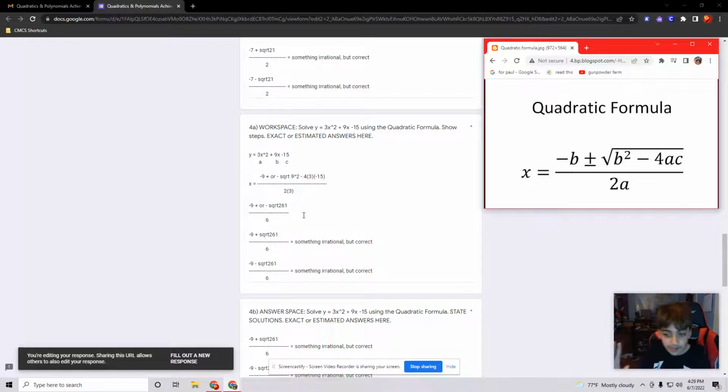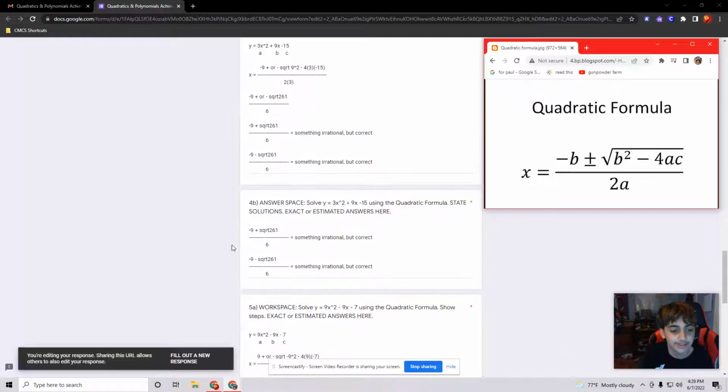You notice that 261 divided by 6 is not going to get something rational at all. But don't fret, okay? That's the answer. It doesn't have to be rational. So that's the answer: something irrational but correct.